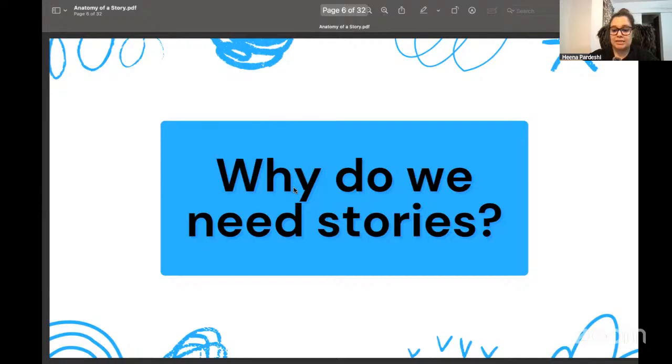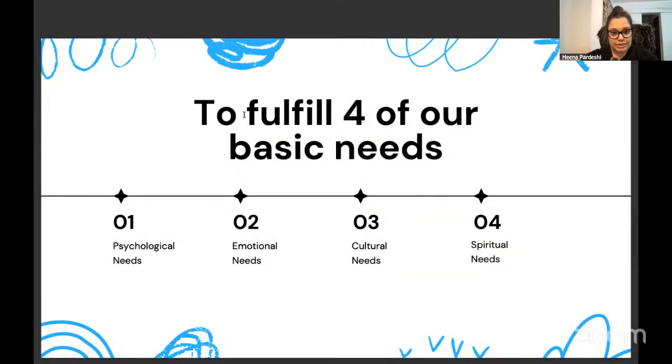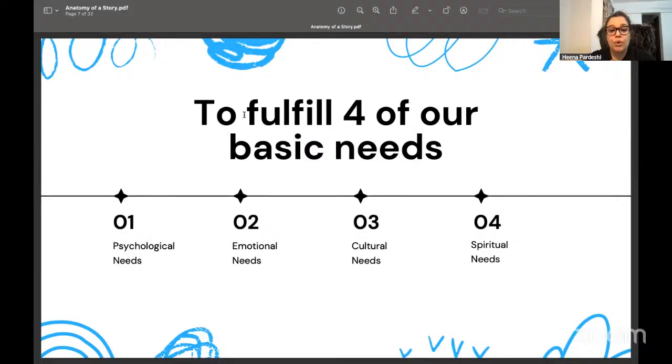I'll just move on to the next slide. We need stories to fulfill four of our basic needs. First is psychological needs, emotional needs, then cultural needs, and spiritual needs.